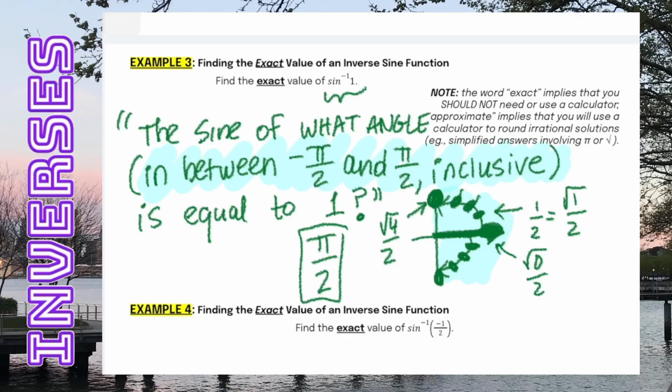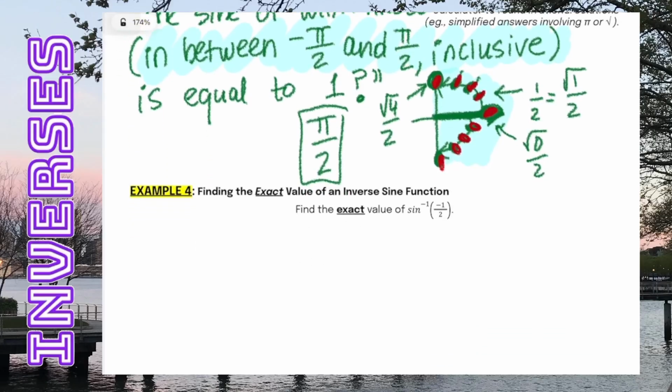So really I'm counting out, going all the way around: root 0 over 2, root 1 over 2, root 2 over 2, root 3 over 2, root 4 over 2, and negative root 1 over 2, negative root 2 over 2, negative root 3 over 2, and negative root 4 over 2. Maybe I'm not going to do as much as I thought in this example. So that was the answer to that one.